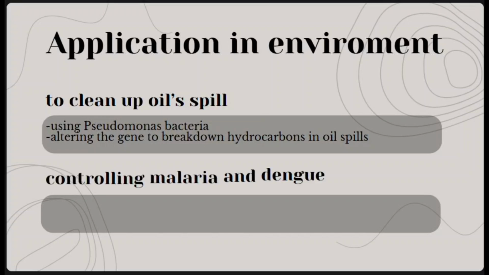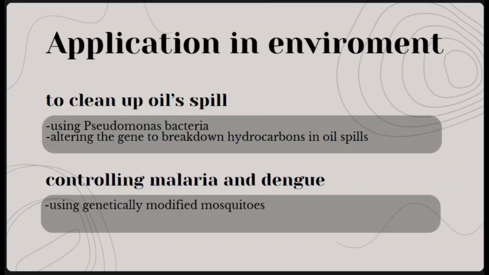Another example is to control malaria and dengue. Recombinant DNA technologies offer an innovative approach to combat vector-borne diseases such as malaria and dengue by targeting the mosquito population, the primary carriers of these diseases. Using genetic engineering, scientists can manipulate mosquitoes' genomes to reduce their ability to transmit pathogens or control their population.